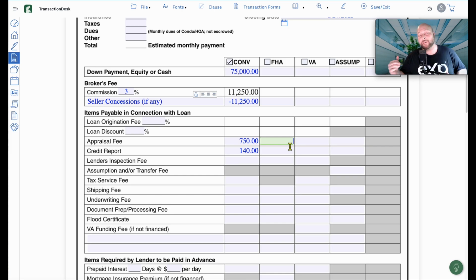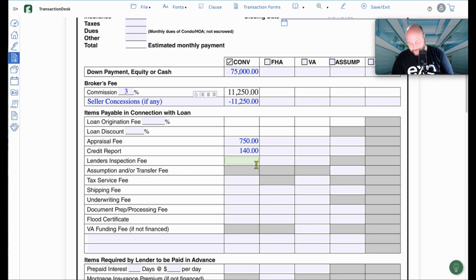I like to always overestimate. That way, when you get to closing, the numbers are always less on what you've got to bring to closing rather than higher. And you're like, oh my gosh, Josh, I did not prepare for all these closing costs. So I do 140, could be as low as 120. Any questions on that line?